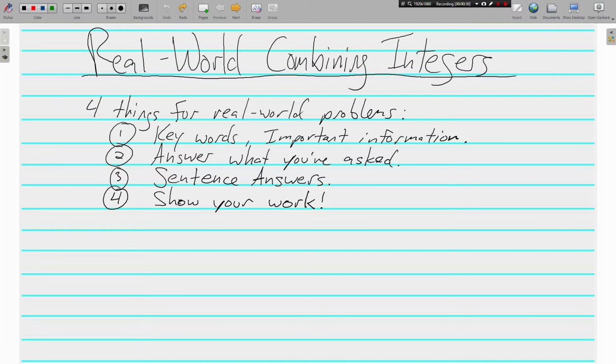First thing, we're looking for keywords and important information. We need to make sure that we answer what we're asked, okay? Make sure we know what it is the question's asking us. And when we answer, we need to make sure that we do it with a sentence, not just a number with a label, but a good sentence answer. And lastly, we're going to make sure that we show our work. We have to prove where it is that our answer came from.